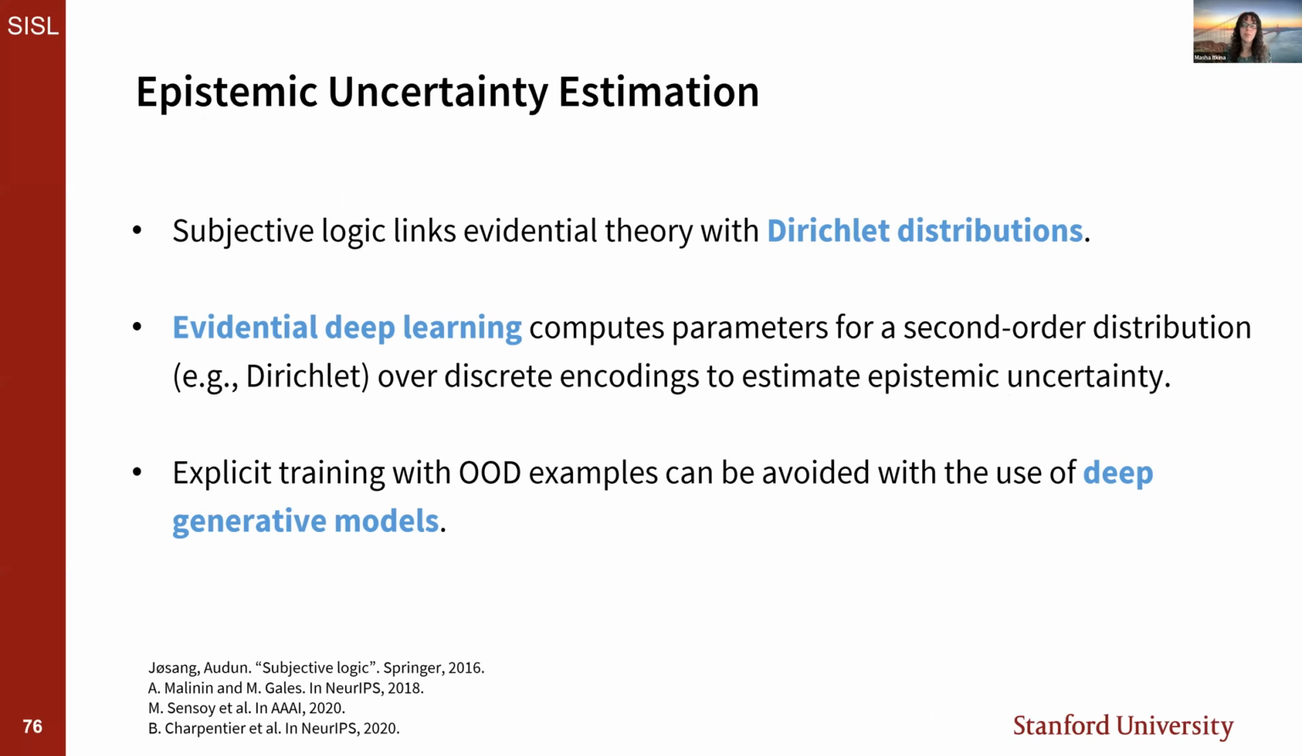Well, it turns out that evidential belief mass functions actually have a correspondence to Dirichlet distributions, which are distributions over categorical distributions. Therefore, they can model the higher order epistemic uncertainty over a classification task. Learning Dirichlet parameters for epistemic uncertainty estimation is referred to as evidential deep learning. Recent work has proposed means of bypassing explicit out of distribution examples during training with the use of deep generative models.